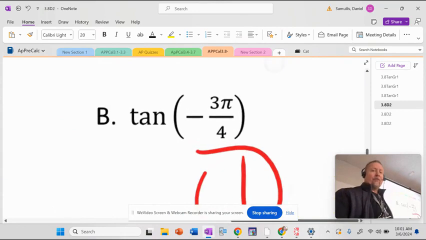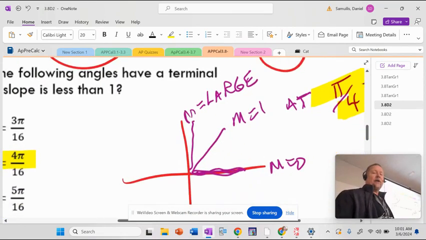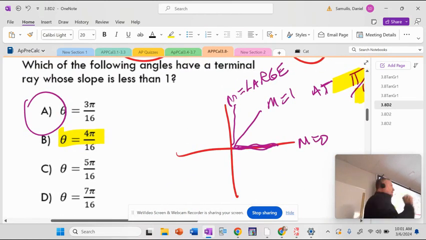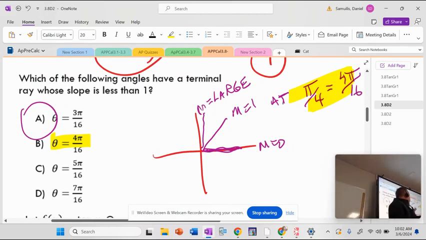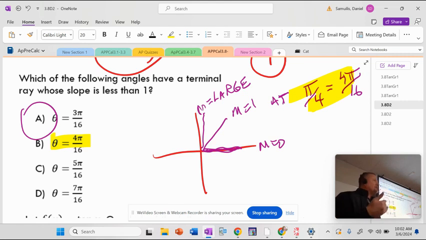Always an over 4. Tan of over 4s are 1 or negative 1, depending on what quadrant, of course, to be correct there. So if at pi over 4, the slope is 1, as you're moving around the unit circle, before that, that's when you're less than 1 for a slope. Then after that, it's more. So that's why 3 pi over 16 is the right answer there, because that's less than 4 pi over 16. So therefore, you'd have a slope less than 1.